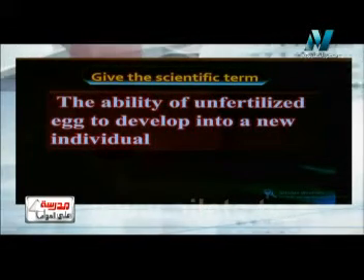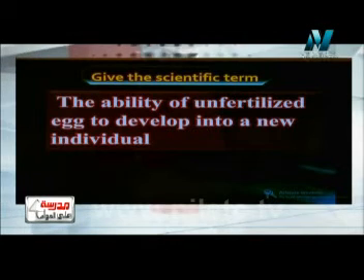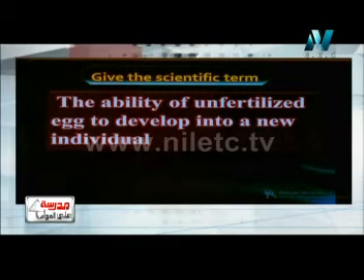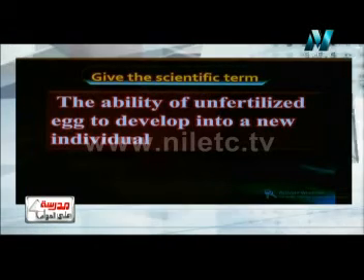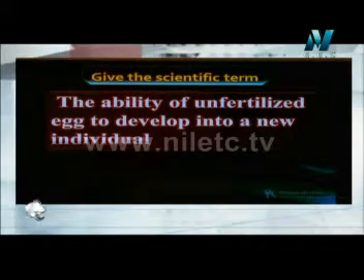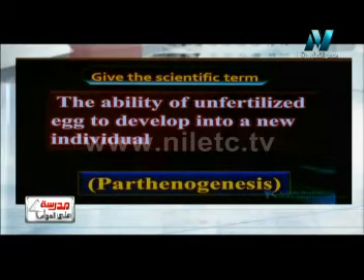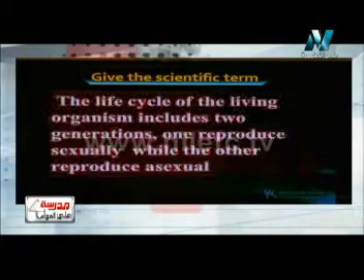The next. The ability of unfertilized egg to develop to a new individual. The ability of unfertilized egg to develop to produce a complete individual is called parthenogenesis, which acts as a kind of asexual reproduction.